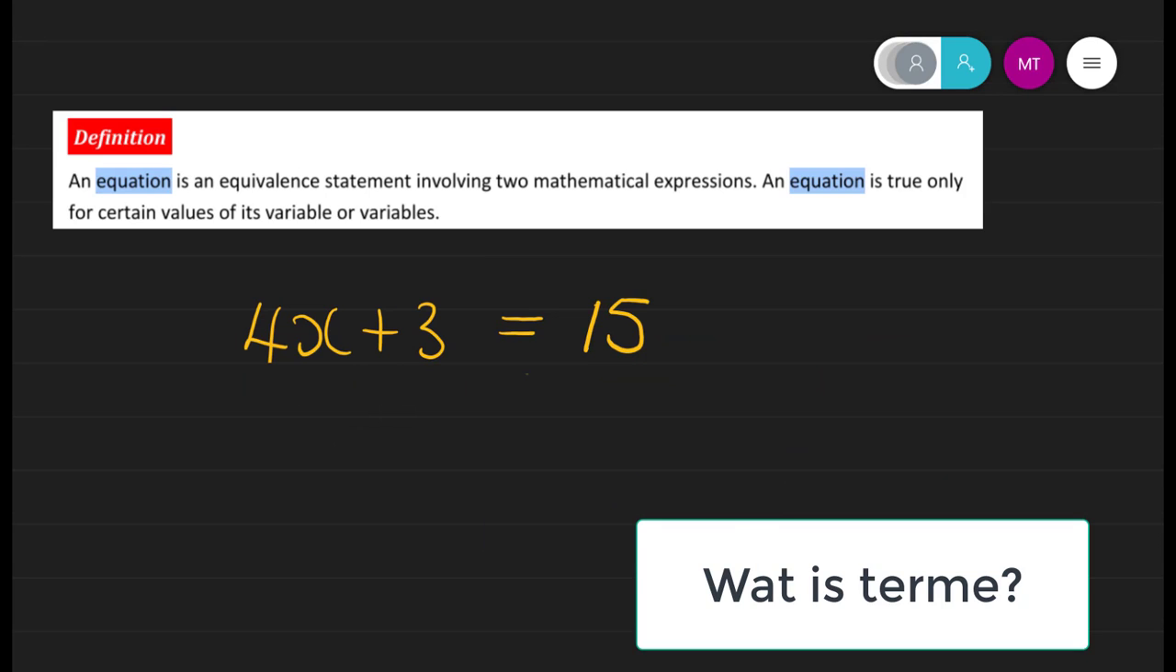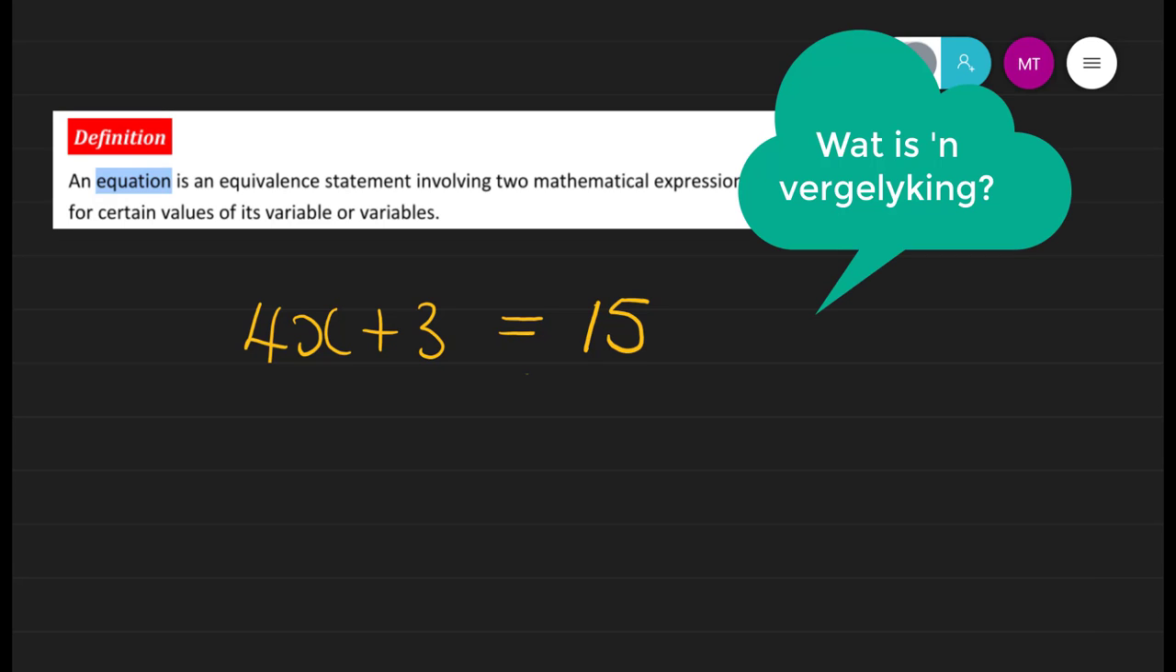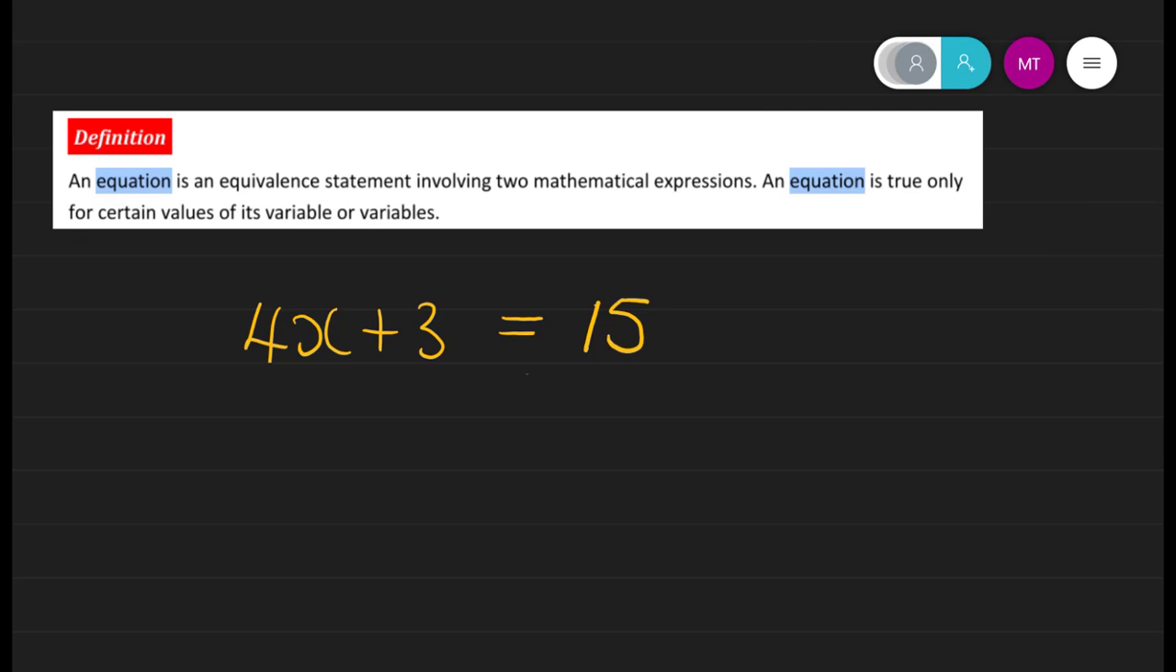So what is an equation? An equation is an equivalent statement involving two mathematical expressions. An equation is true only for certain values of its variable or variables.